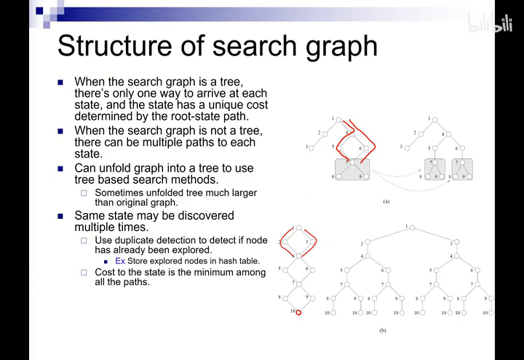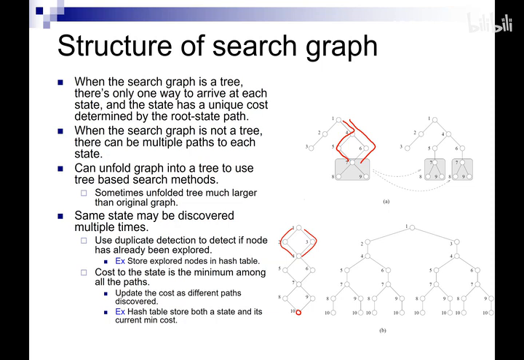Since there could be multiple paths to a node, the cost to a node is going to be the minimum cost among all the paths. So as you do this search process, you find different paths, and then you update the cost to a node as being the minimum path cost that you've discovered up to now. Then your hash table can store not only which nodes you've discovered, but also the minimum cost to that node.